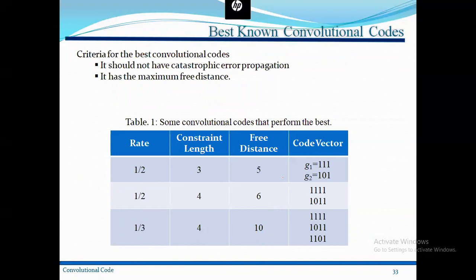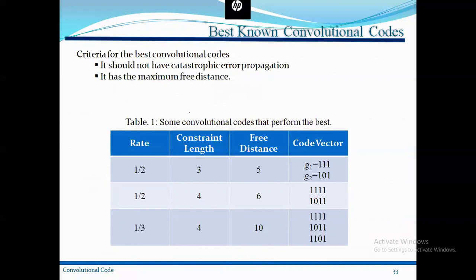We have the different convolution coders with best performance, 1 by 2 code rate with 3 constraint length with 5 free distance, and with these generated polynomials. Similarly, we have the other two convolution codes. Commercially, we are using a constraint length of k is equal to 10.